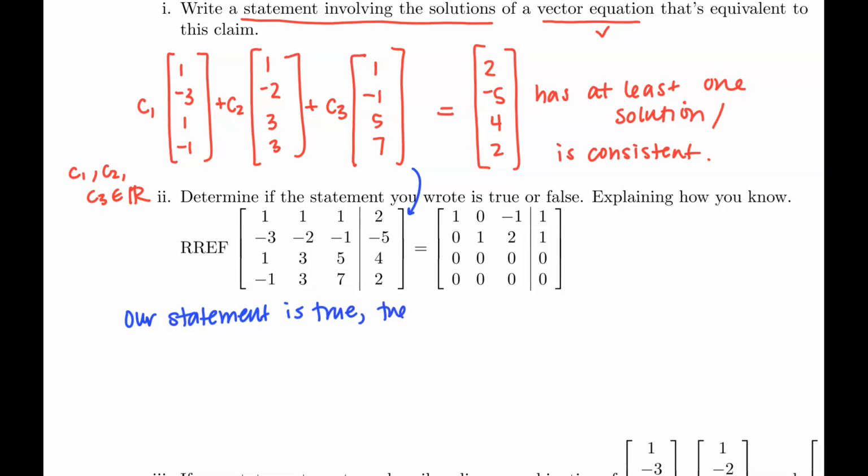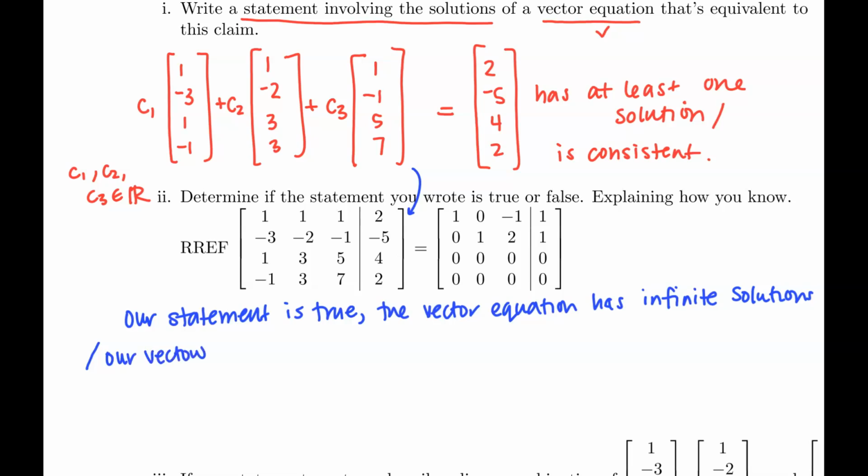The vector equation has infinite solutions. Look at us using, what was that, LE3? Solutions, so our vector, which I haven't labeled yet, so I'm just going to pretend I have, is a linear combination of those other three vectors.